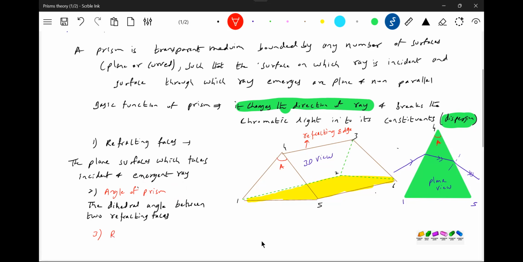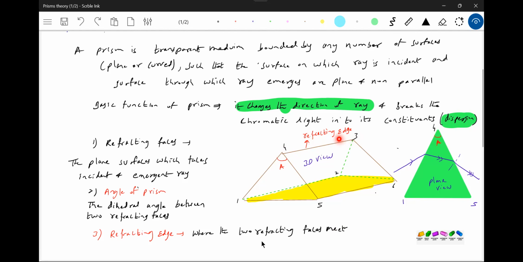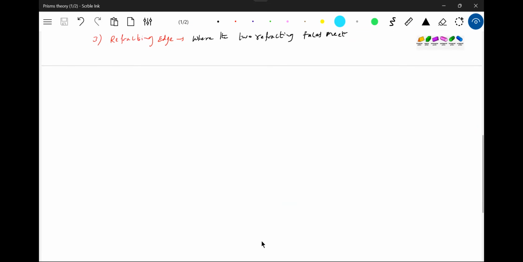Okay, the refracting edge. I'll define it. Where the two refracting faces meet. Okay, fine. So here is where the refracting faces meet. So this is called a refracting edge. Okay, so these are some very essential parts of the prism that we are discussing. Then we'll go for the types of prisms.